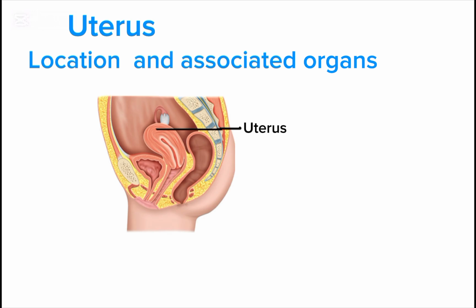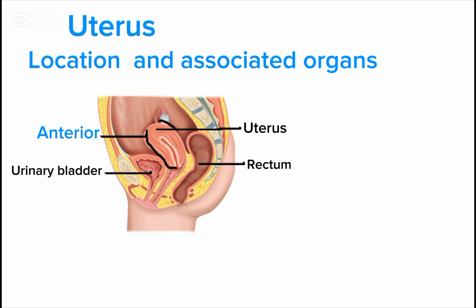It is located in midline of female pelvis between the urinary bladder and rectum. This is anterior side of uterus and this is posterior side of uterus. So when we talk about its anatomical relations or associated organs, then anteriorly, uterus is present behind the urinary bladder. Here, peritoneal pouch is formed between the anterior side of uterus and urinary bladder, that is known as vesico-uterine pouch.